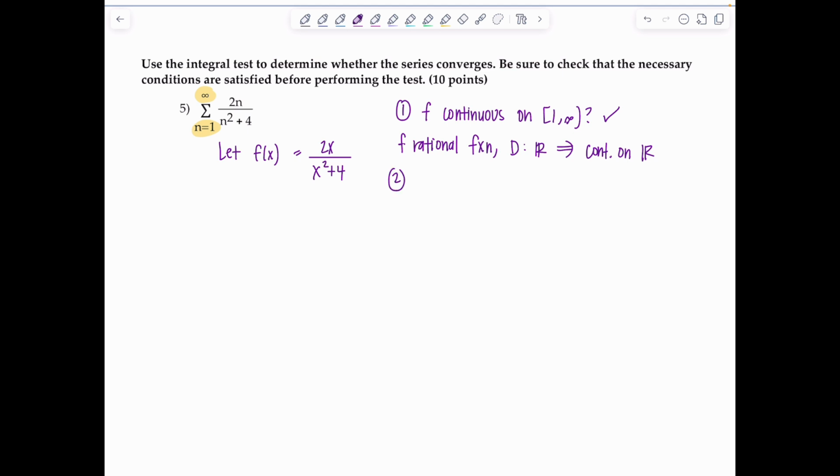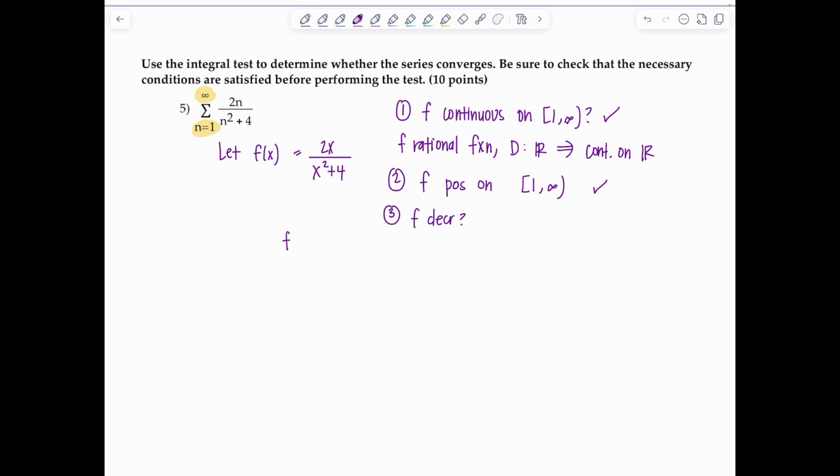That's a subset of all real numbers. The next thing we need to do is check if f is positive on 1 to infinity. Well, this means we're only plugging in values of x that are from 1 to infinity. So the numerator is going to be positive. This is always positive, so we're good. The last thing I need to check is that f is decreasing.